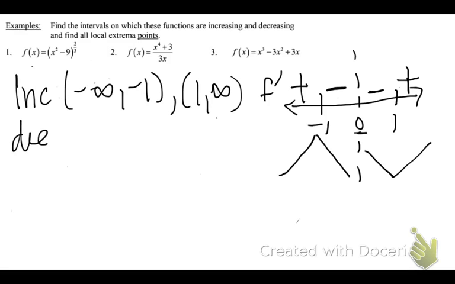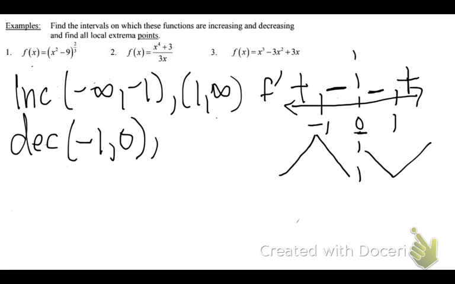We're decreasing from negative 1 to 0. And I'm not including 0 because nothing's happening there. I have that vertical asymptote. So I have to do parentheses and then 0 to 1.